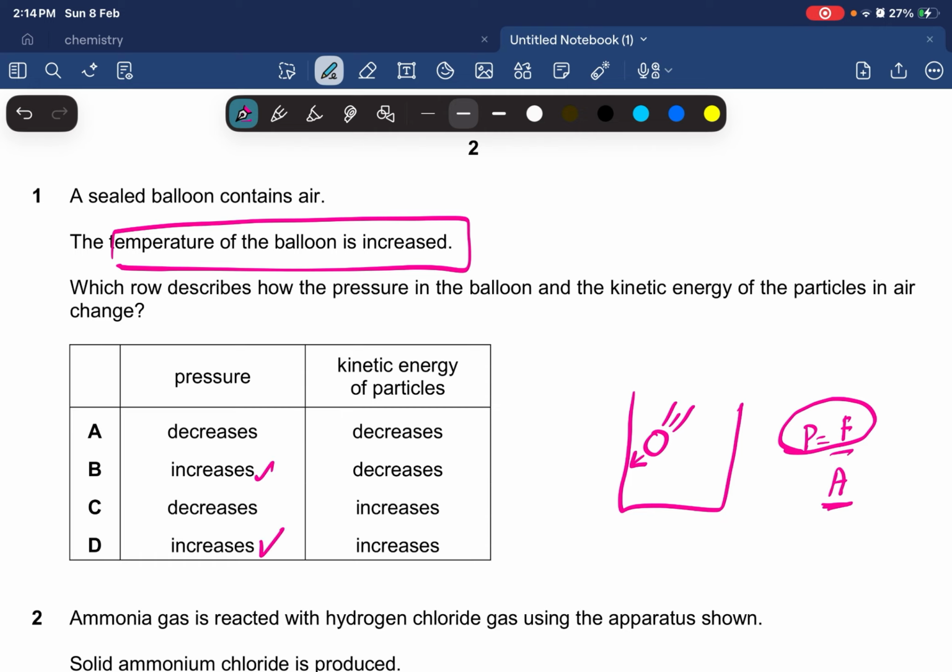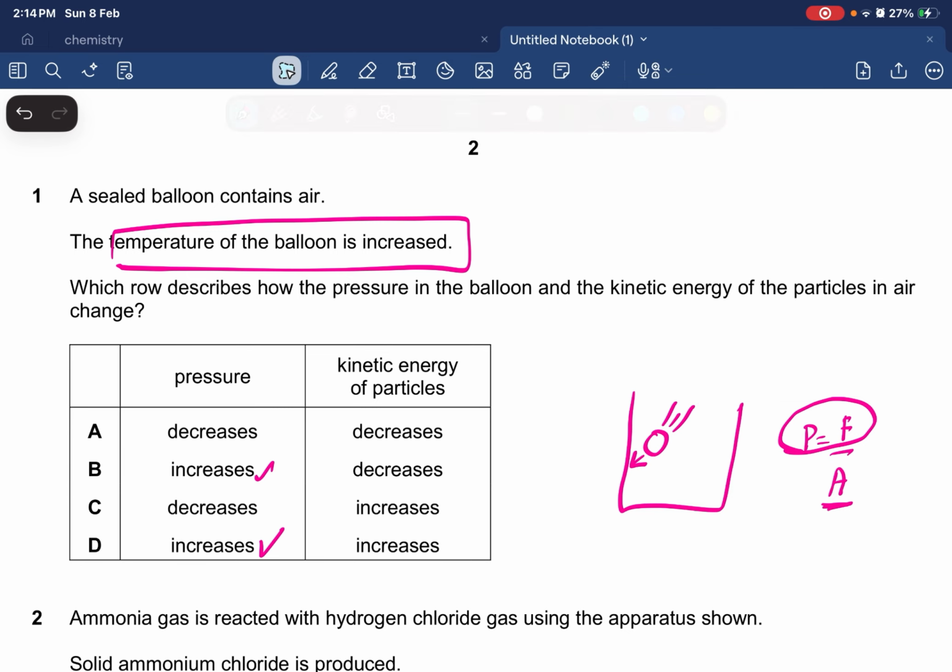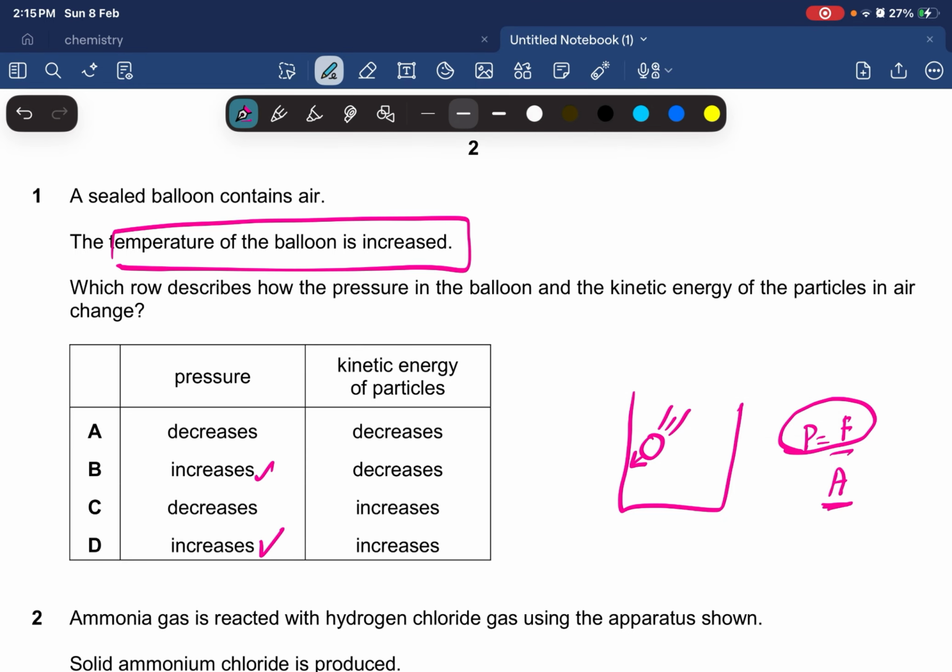Kinetic energy of particles, definitely particles are going to be moving faster because now they have more energy. They're going to be like boom, boom, boom, boom, boom. So they're going to be moving faster. So the kinetic energy is also going to increase, right?